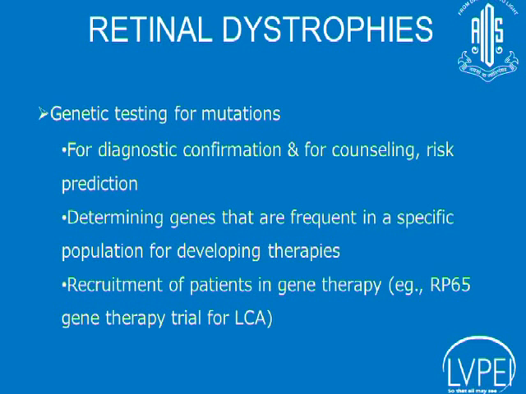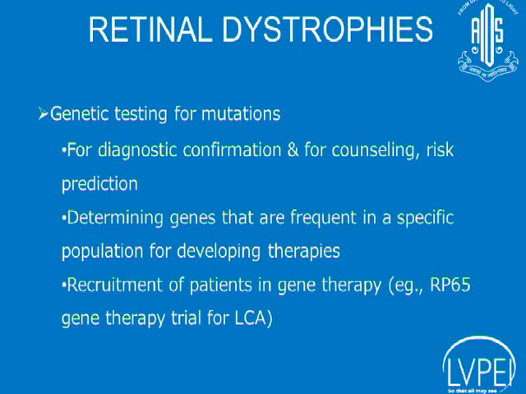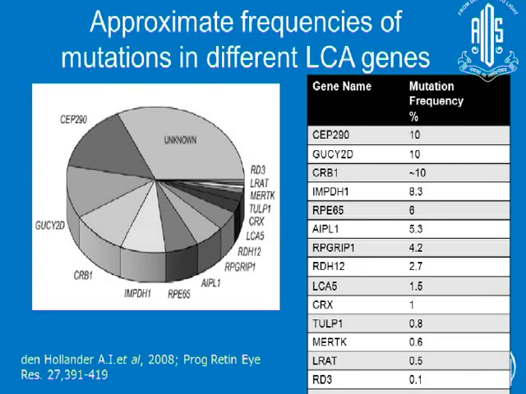So in terms of genetic testing for mutations in retinal dystrophies, potentially you can have it for diagnostic confirmation, and for counseling or prediction. You can determine genes that are frequent in a particular population because you want to try to develop therapies for those genes preferentially. Or you can do genetic testing to recruit patients in gene therapy. For example, the RPE65 gene therapy trials are ongoing now by several groups in the US and UK. So that would be another reason to test patients for genetic mutations.